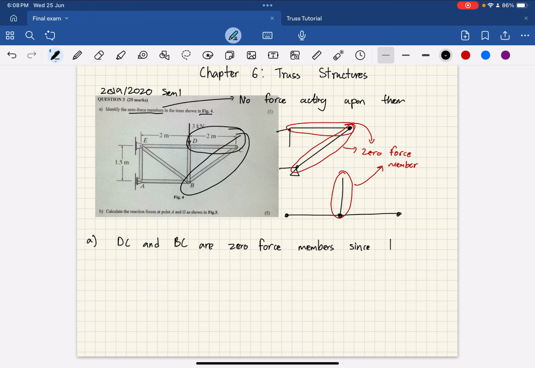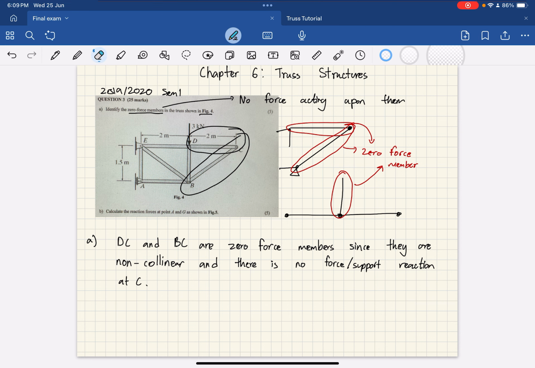Since they are non-collinear. Non-collinear means they don't lie on the same line, that's the meaning of non-collinear. And there is no force or support reaction at C. So there you go, that's your easy 5 marks. Very free 5 marks they give you right here.